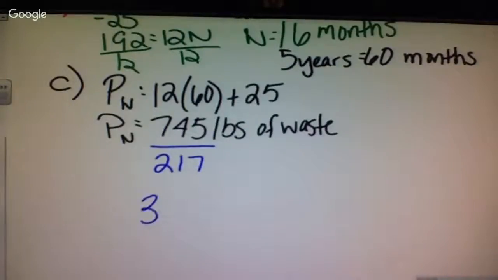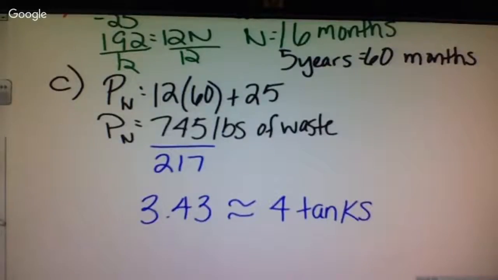3.43. Is that the number of tanks? 3.43 would be your number of tanks. Unfortunately, though, the company cannot chop a tank down to 0.43, so they're going to actually sell all 4 tanks. They're going to sell the 3 that are full and that partial tank.